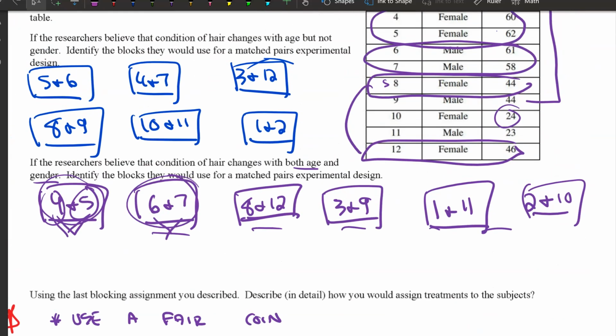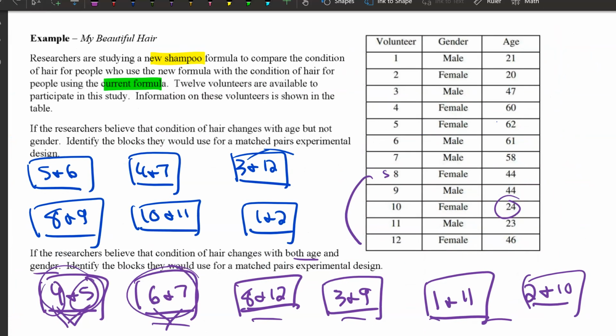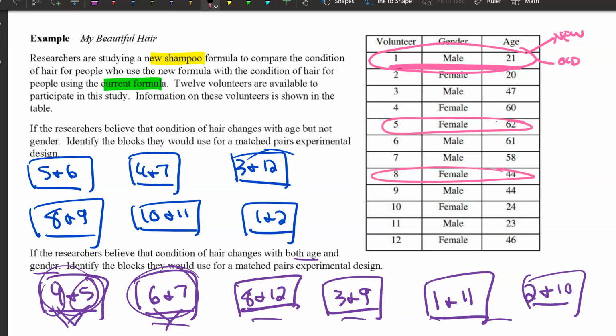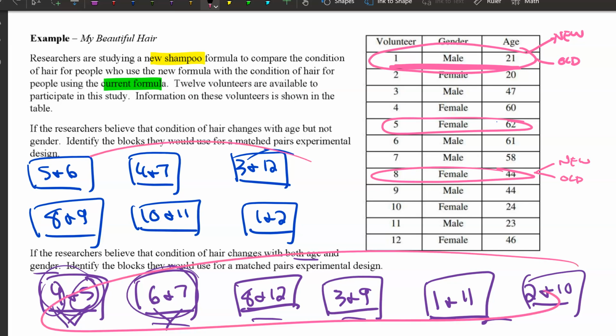Oh, by the way, we could try another form of blocking, maybe the most powerful form of blocking, where each person will at different times test the new shampoo and the old shampoo on their hair. Nobody is more like volunteer number 1 than volunteer number 1. So why not try the new shampoo and the old shampoo and see how they compare on that person's hair? And do that for every single one of the individuals in the experiment. That's a form of blocking that's a matched pairs design that's maybe even more powerful than the setups that we had here.